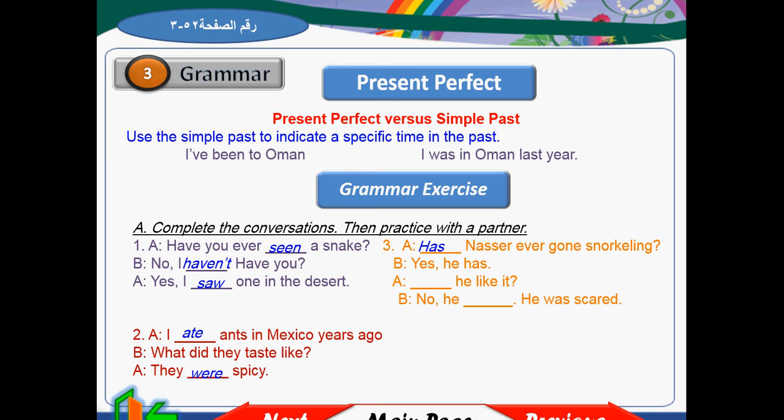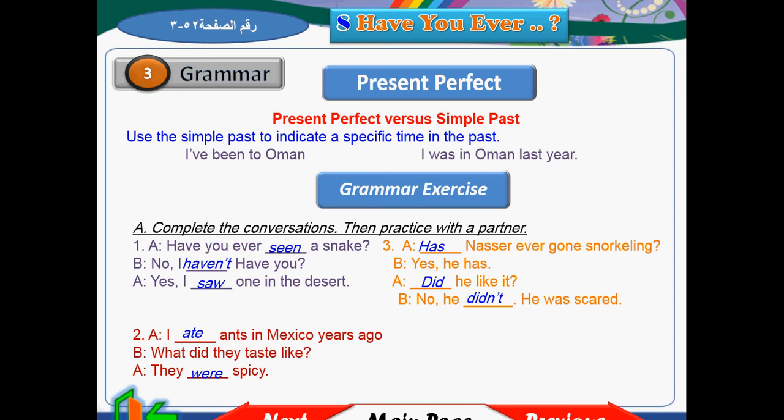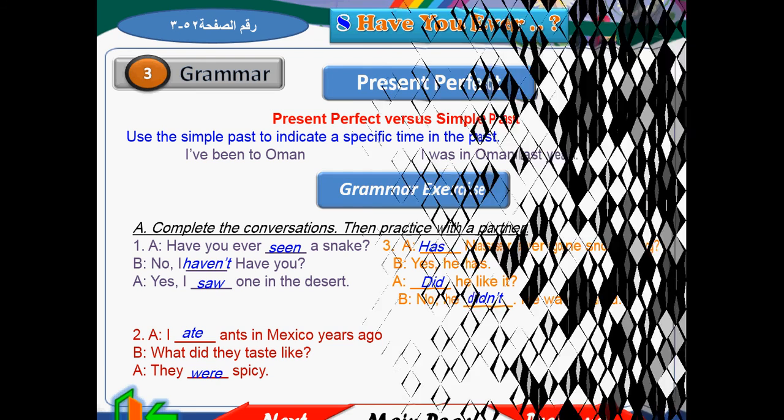Another question. Did he like it? So the right answer here is yes, very good, did, because the question is in the past. And the answer is no, he. What's the right answer? Very good. No, he didn't. He was scared.